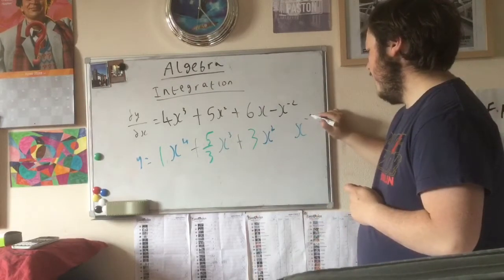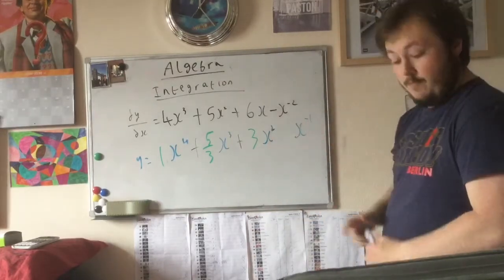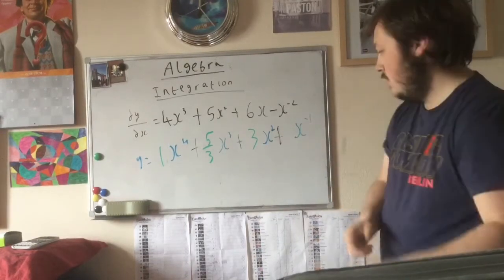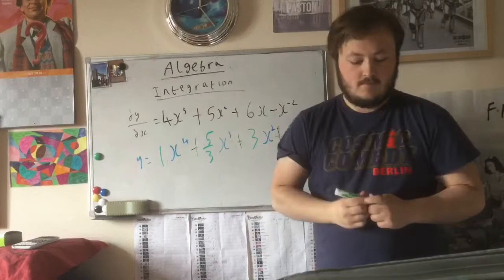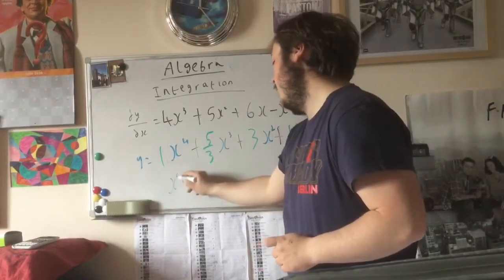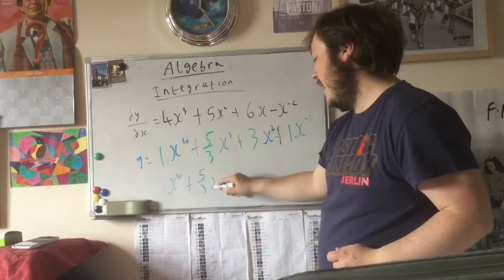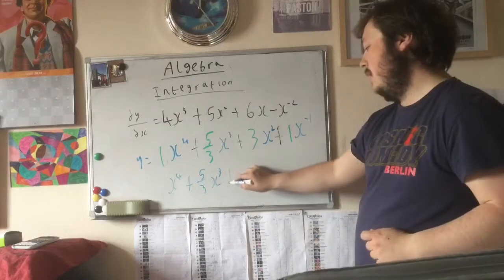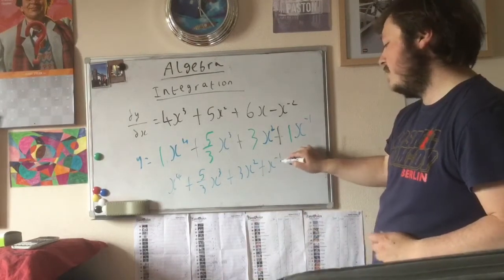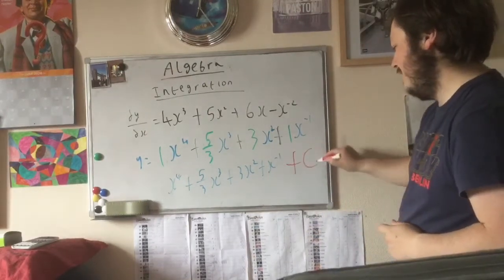Then for the final one, our x becomes to the power of negative 1, and we divide our coefficient, which in this case is negative 1, by negative 1, so it becomes plus 1x. So let's tidy this up a bit. So it becomes x to the power of 4, because we don't need to include that 1, plus 5 over 3x to the power of 3, plus 3x to the power of 2, plus x to the power of negative 1, and then at the end you just write plus c.